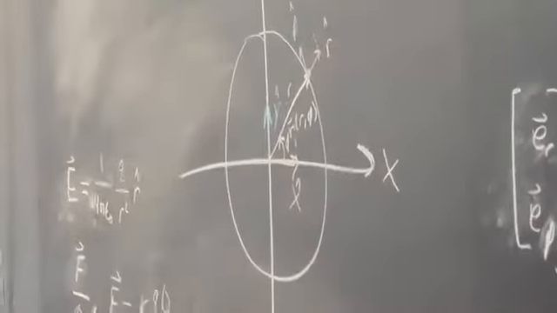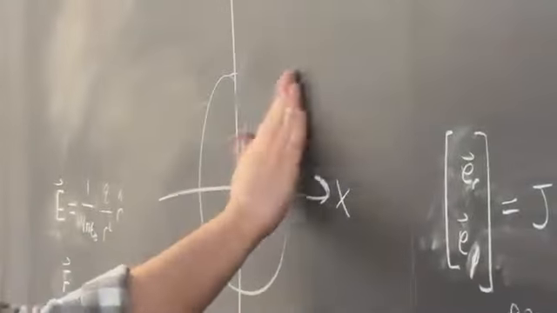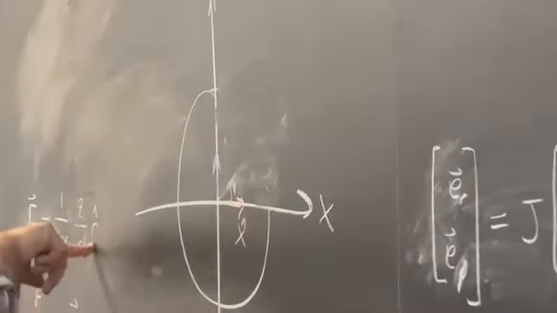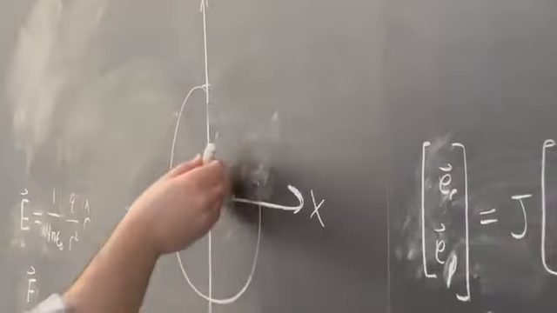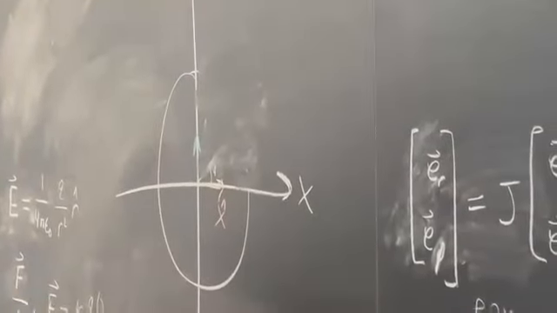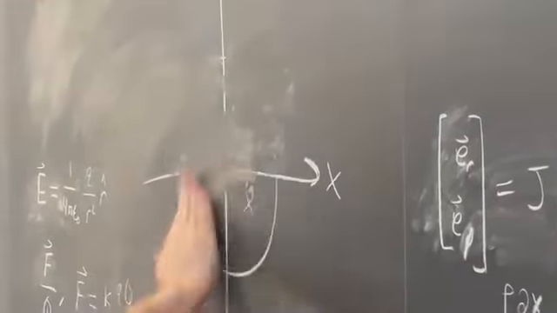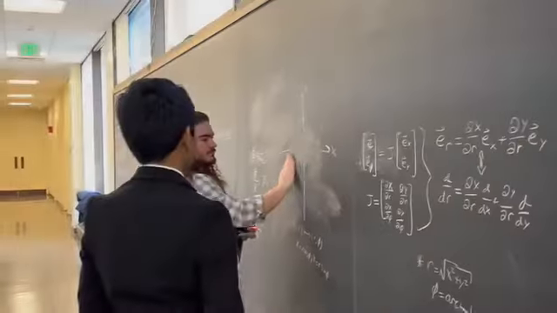But going back to curl, that's just what this guy is. Basically, it just means that you're pointing radially outward at every point phi. Yep, or radially inward if the charge is inverted. Yes.